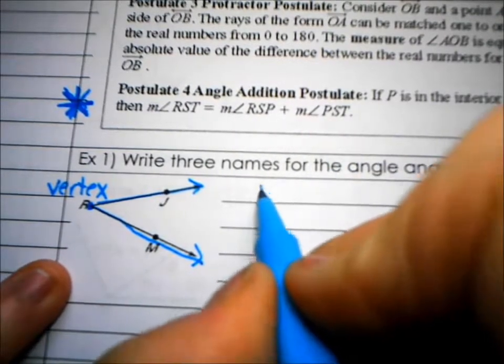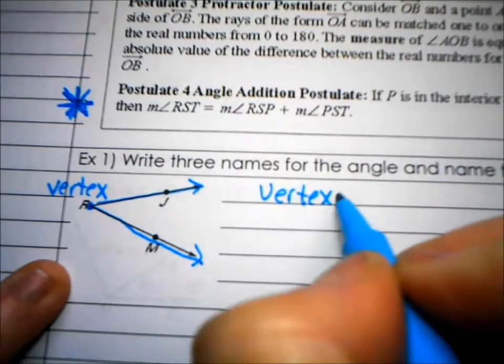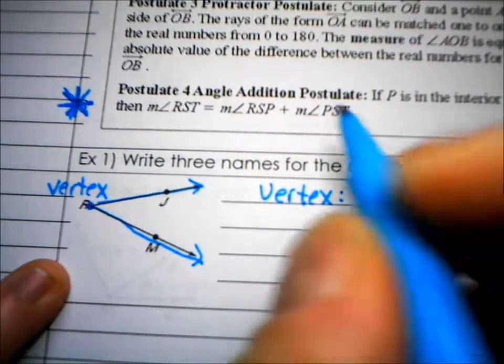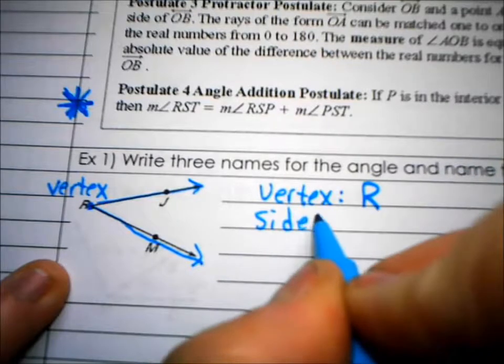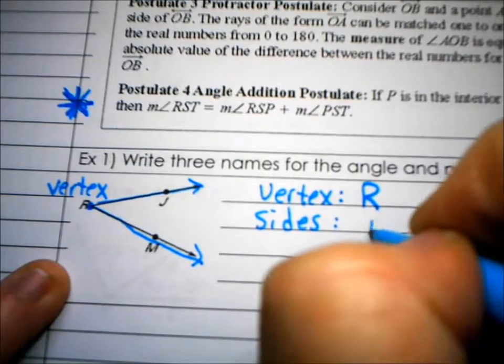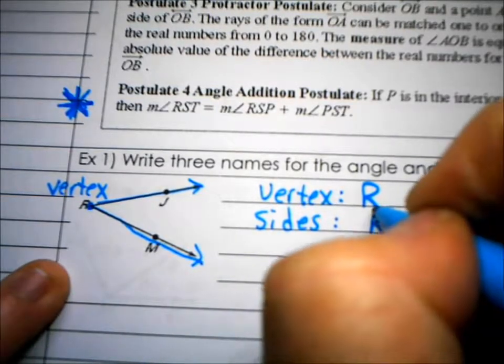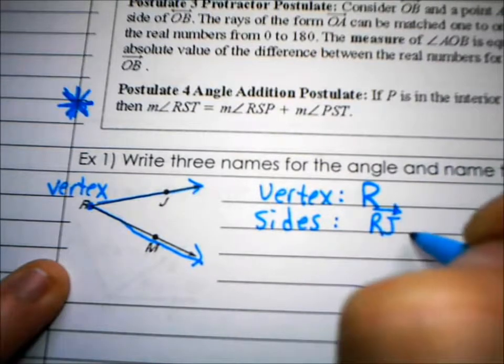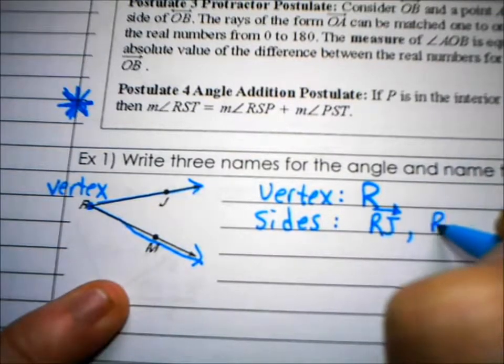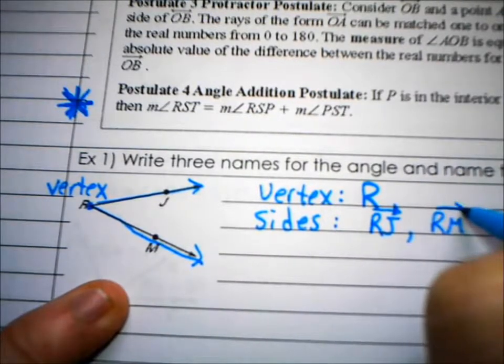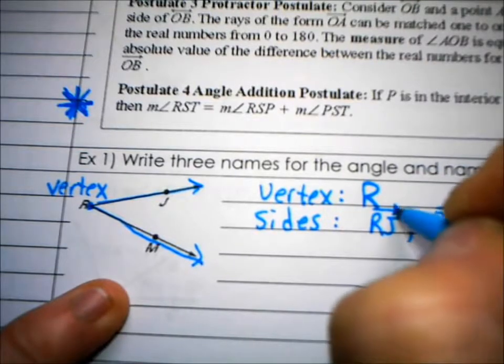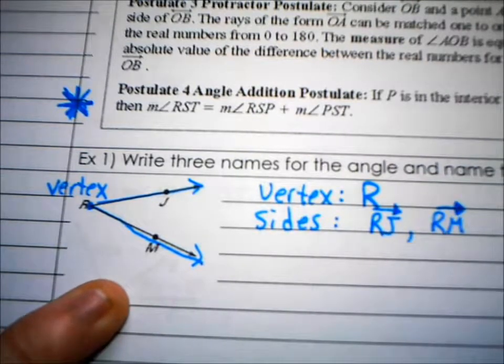So I can first state this statement. The vertex is R. The sides are going to be ray RJ, but I need the ray symbol, as well as ray RM, and I need the ray symbol as well. Make sure you start with R because that is the vertex and that's where it's coming from.